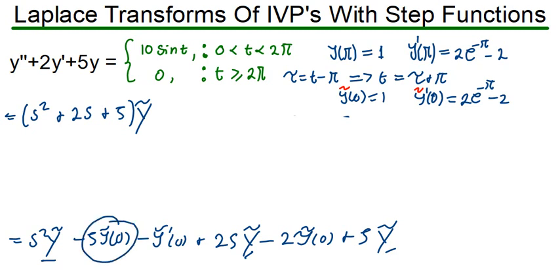If you put 1, this is s, by the way, so that's going to be minus s multiplied by 1. That's just going to be minus s. Okay, that will be minus s.